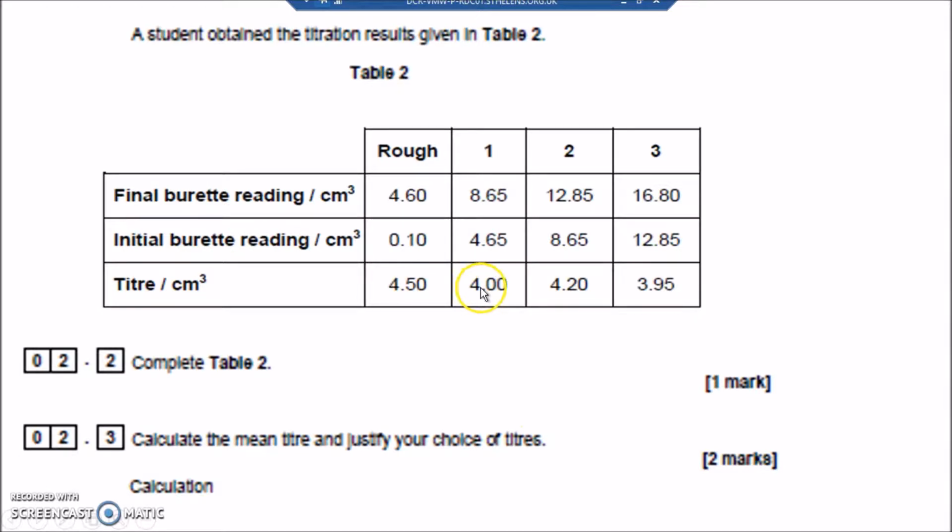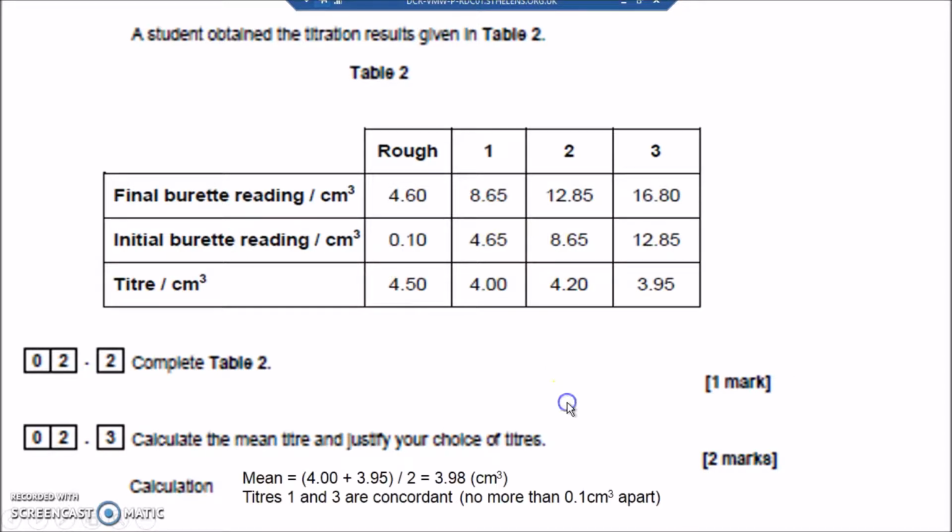So for the results to use, they need to be 0.1 apart or less, no more than 0.1 apart. Those are called concordant results. So 4.5 is far apart from the others, that's not surprising, it's a rough titration, and between these two, these are 0.2 apart, so they're too far apart. Those are 0.25 apart, so those are too far apart. Whereas titration 1 and titration 3 are 0.05 apart, they're within the limit of 0.1. So I'm going to use titration 1 and titration 3 and do an average of those two. I ignore all the other values.